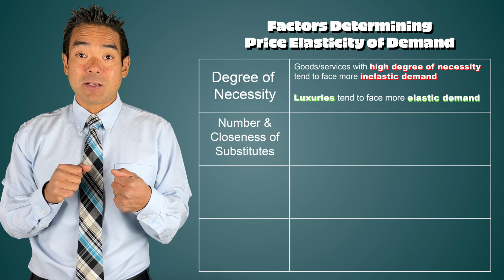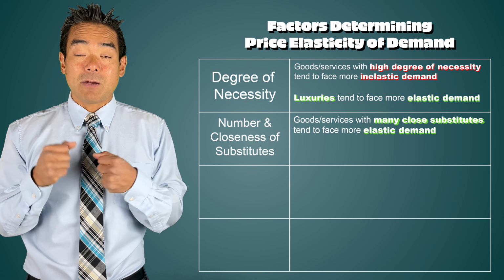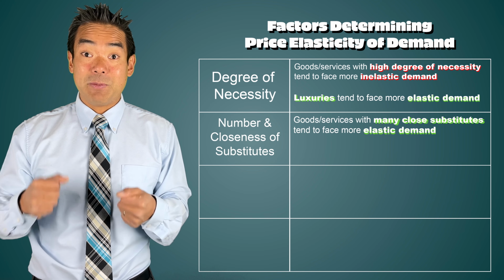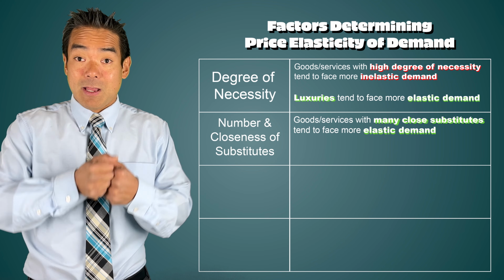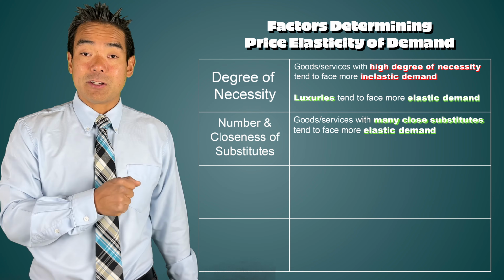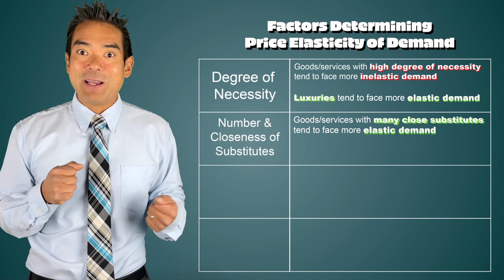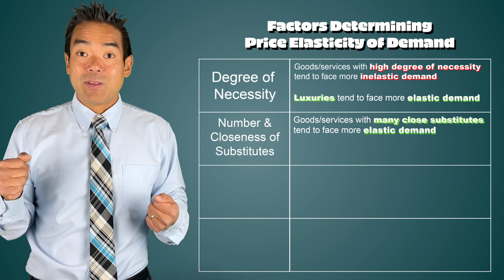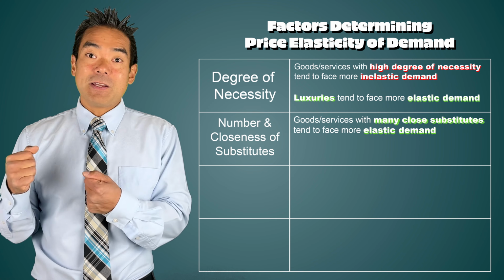Second, number and closeness of substitutes. If there are a lot of close substitutes for the good, then we expect demand to be elastic. If the price of a good goes up, but it's very easy for consumers to switch to other substitutes, they're going to do so, and demand is going to be more elastic. If, on the other hand, there are no close substitutes, and there's only one firm selling the product, like in a monopoly, which we'll cover later, then we would expect demand to be much more inelastic.